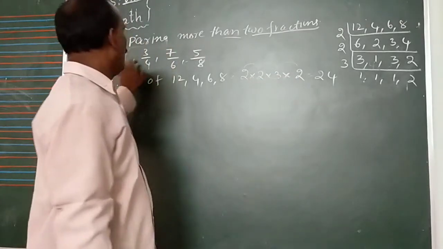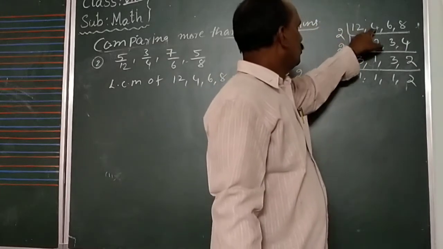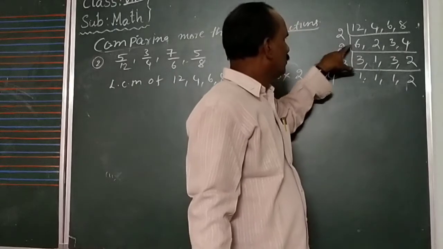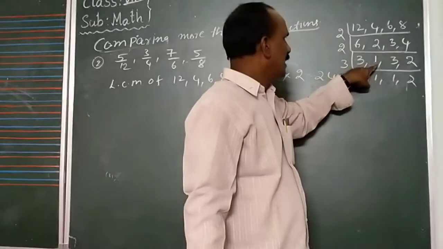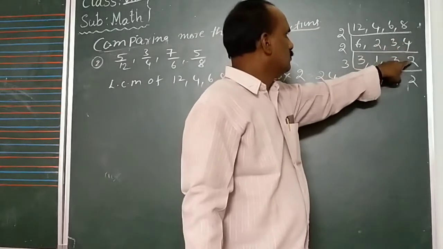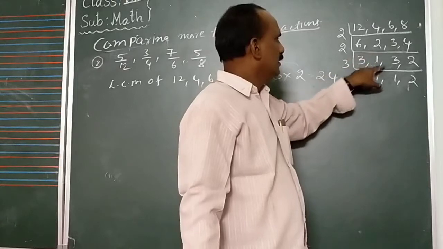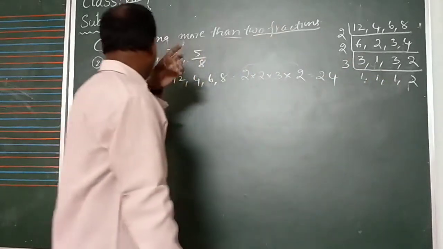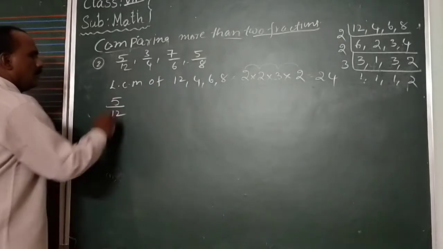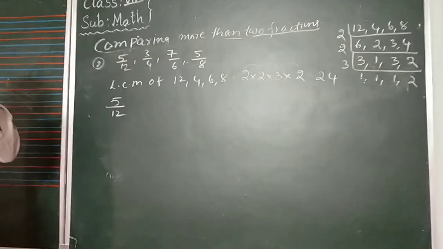Once again, 12, 4, 6, 8: 2 6s, 2 2s, 2 3s, 2 4s. Again 2 3s, 2 1s, 3 won't go, the same 3 is brought down, 2 2s with 3, 3 ones, 1, 3 ones, 2. Now I am going to make all the fractions into like fractions.